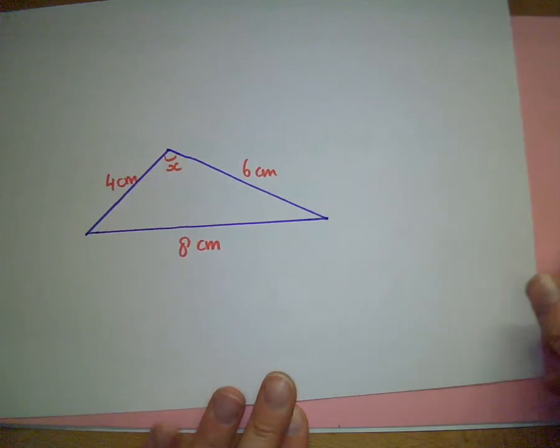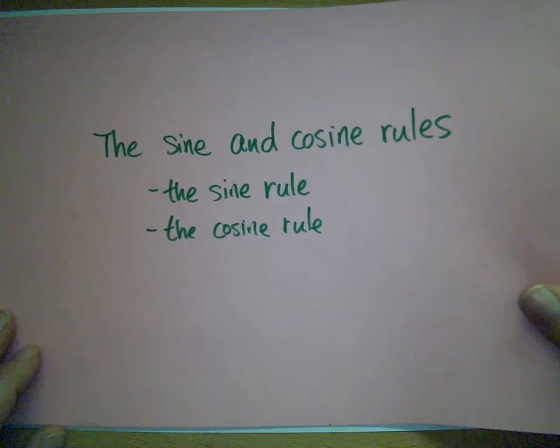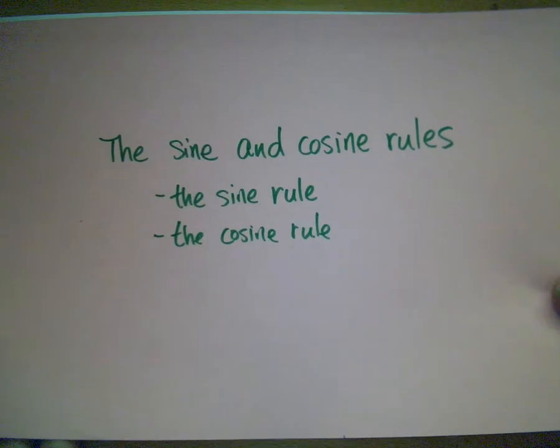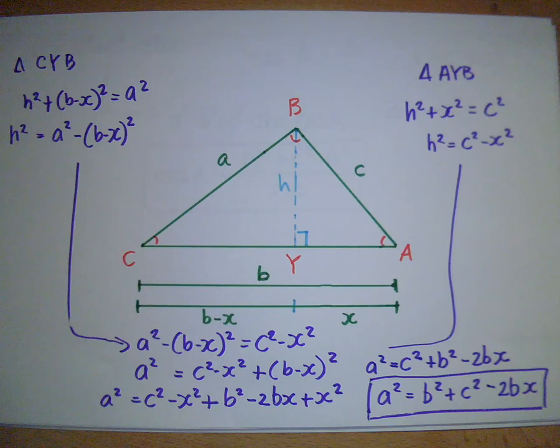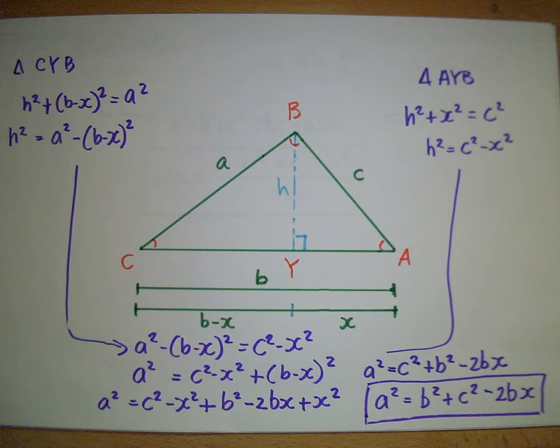The sine rule we use when we have two angles and their two opposite sides. All right, let's look at what the cosine rule actually is and how we get there. I've written all of this down beforehand. I hope that's okay.